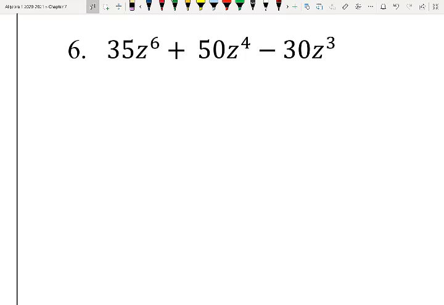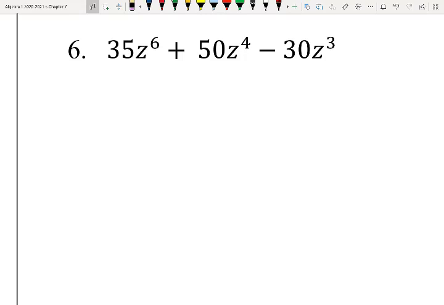So we're trying to factor out my GCF for this polynomial, which means we have to look at what's in common between all 3 terms. So 35, 50, and negative 30. Just looking at those, my brain sees that they're all multiples of 5. So that's probably what I'm going with.